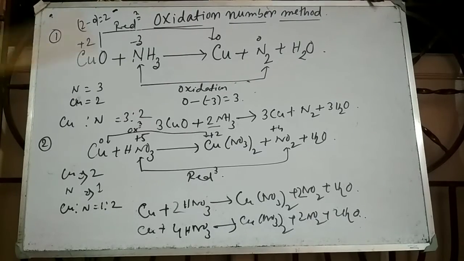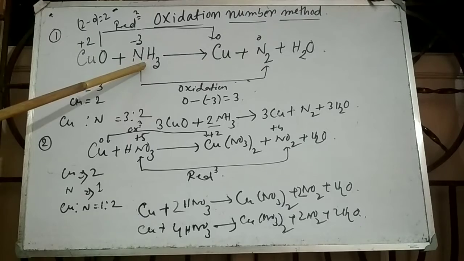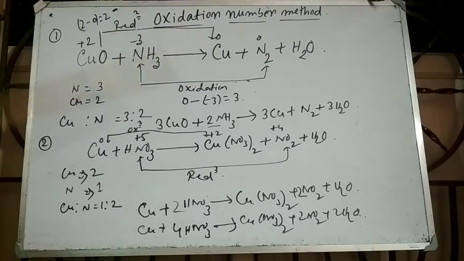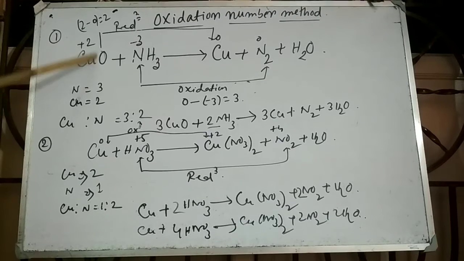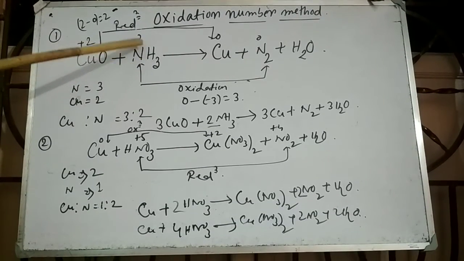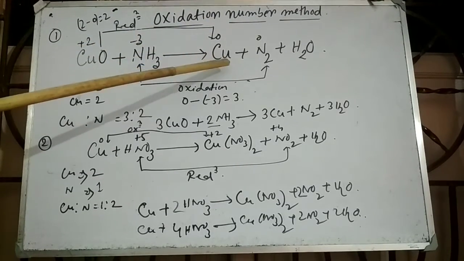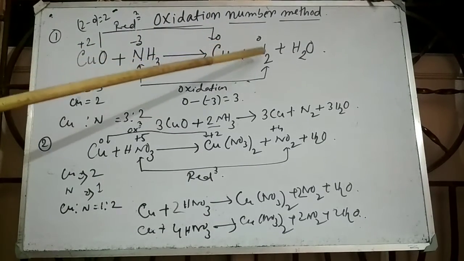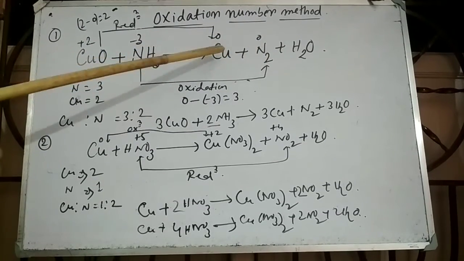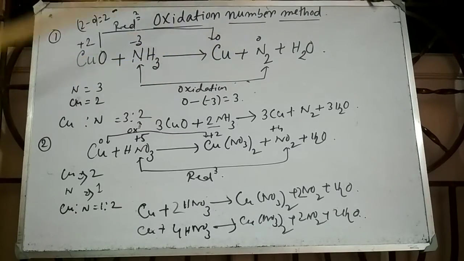The redox reaction here is given by CuO plus ammonia to form Cu plus N2 plus H2O. Here the oxidation state of copper is +2 and here the oxidation state of nitrogen is -3. In the product side we have seen that the oxidation state of copper is 0 and the oxidation state of nitrogen is 0, because these two can exist as elementary form. So the oxidation state is 0.